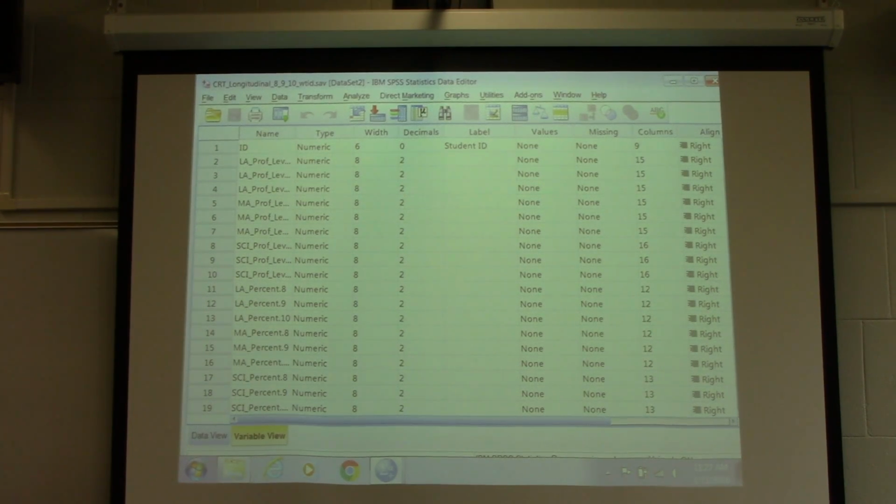Okay, now I want to run another example of an ANCOVA with you with covariates that I think will affect the dependent variable more so than in the example we just saw. The database that I need you to have open is called CRT longitudinal 8, 9, 10. And again, that's in your K-12 database.